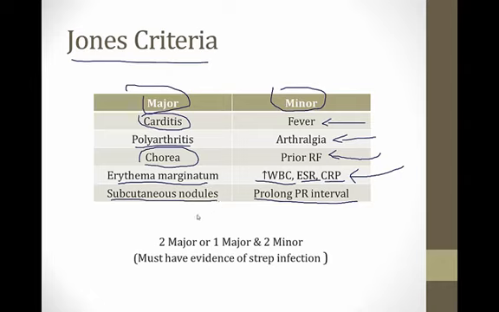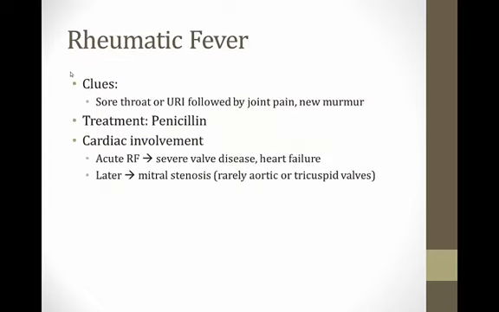And so in order to have rheumatic fever, you need to have 2 major or 1 major and 2 minor criteria, along with evidence of a prior strep infection. So clues to diagnosis of rheumatic fever, especially in board questions, is that they will describe a patient with a sore throat or upper respiratory infection followed by the development of joint pain and often a new murmur. And these are evidence of rheumatic fever in the joints and in the heart.